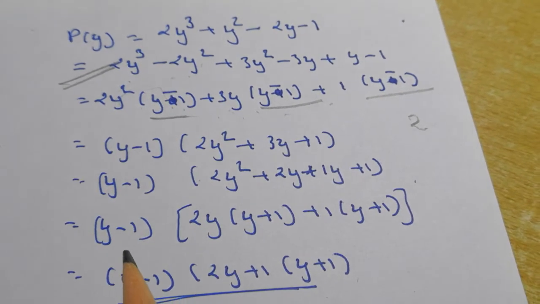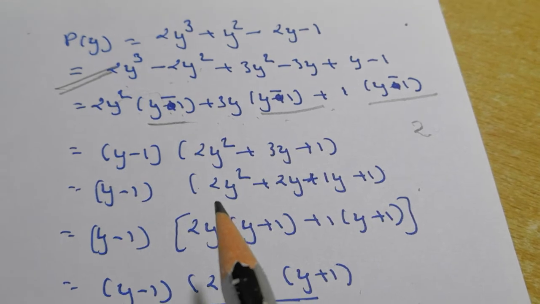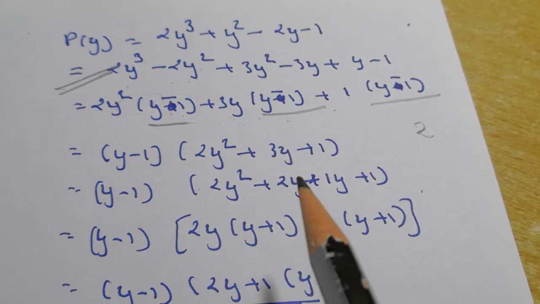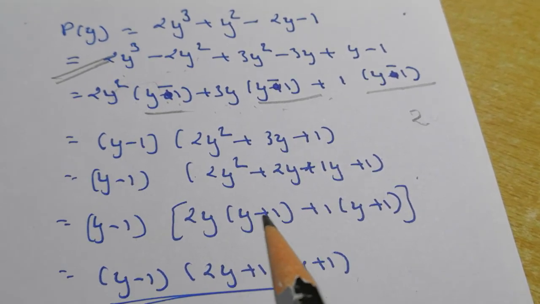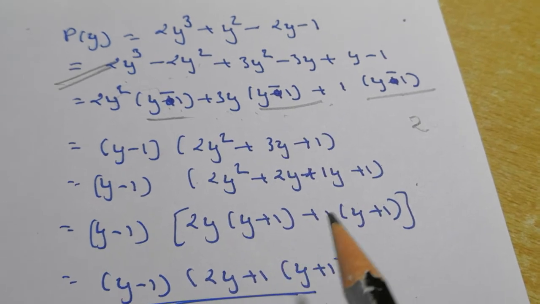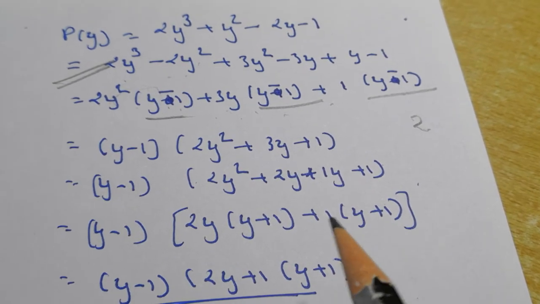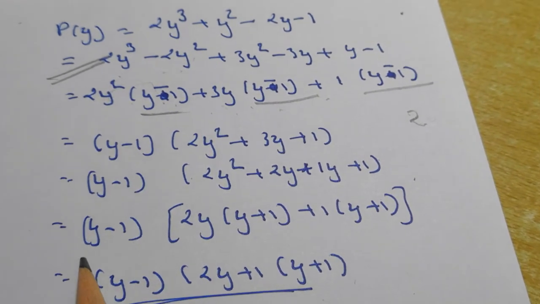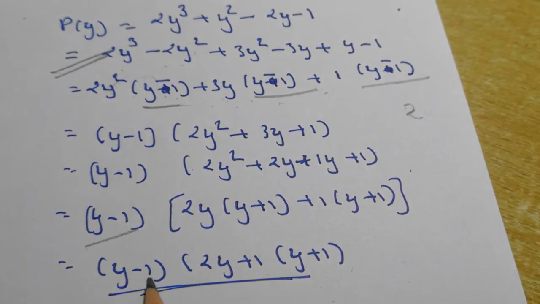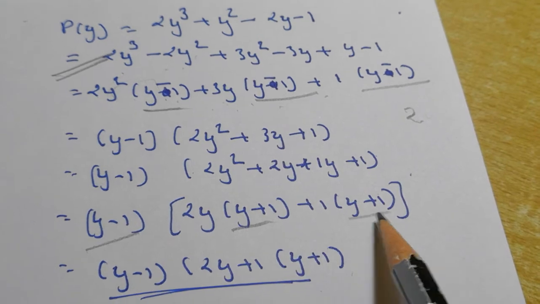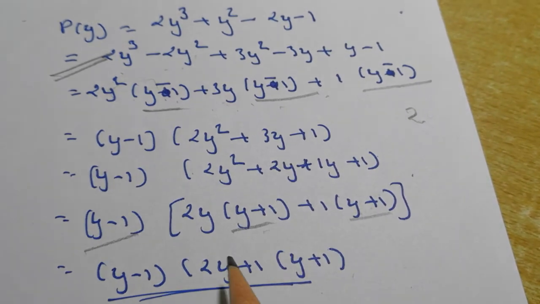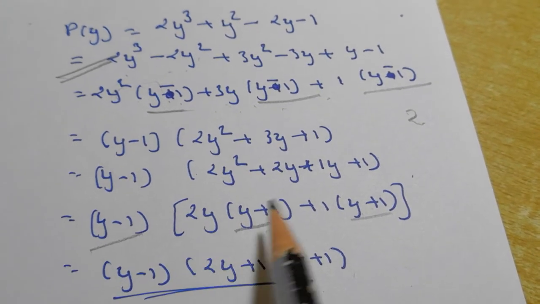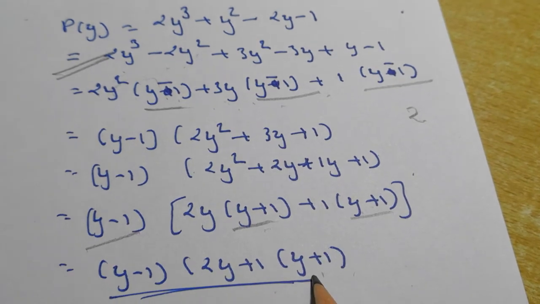So y minus 1 was my common bracket. Here 2y is common, so it will be 1. Nothing is left over here, means it is 1. That is 2y into y plus 1. Here in y plus 1, I am taking 1 as common, so it is 1 into y plus 1. So the common bracket, right from the beginning, y minus 1, then y plus 1, the common bracket which I have got over here, and 2y plus 1.